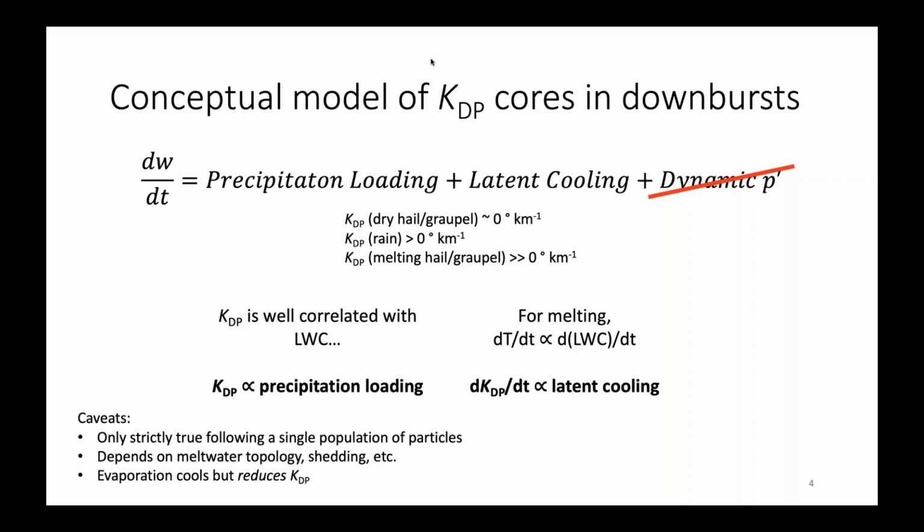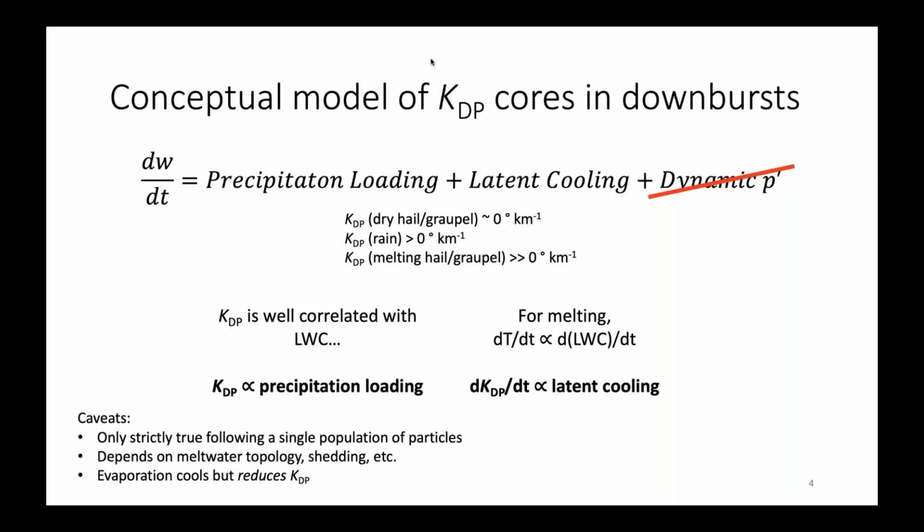So based on this, there's an argument, at least once appreciable melting has occurred, that the KDP might be proportional to the precipitation loading. And then as far as the negative thermal buoyancy is concerned, for melting anyway, the increase in liquid water content during melting obviously causes the cooling, but that increase in liquid water content should also increase KDP. So the argument could be made that the rate of change of KDP might be proportional to the cooling rate. And because the hail and graupel is falling, this will manifest as a vertical gradient of KDP.